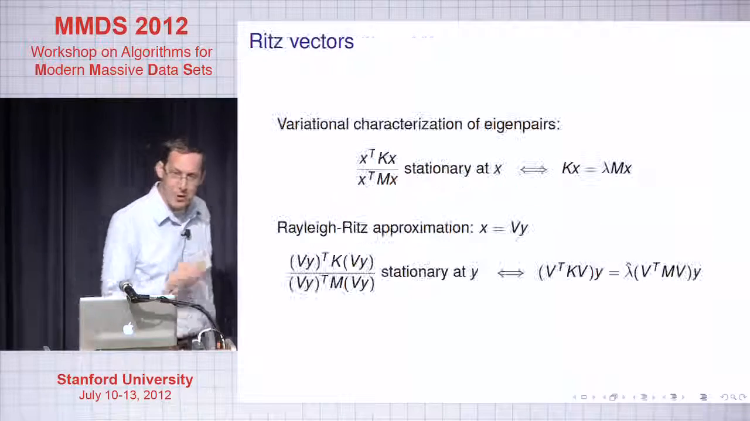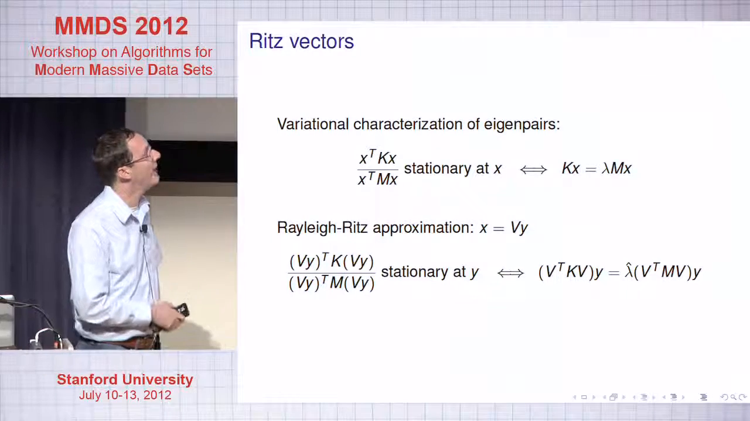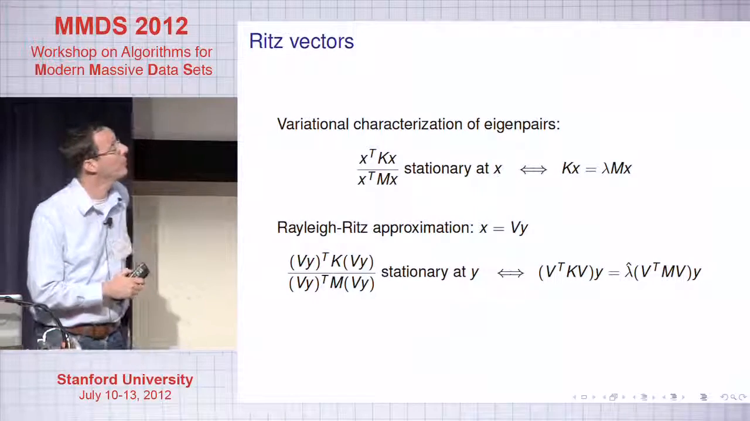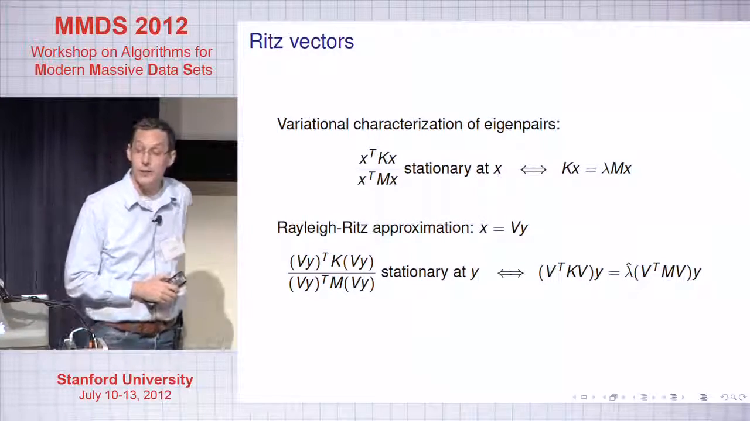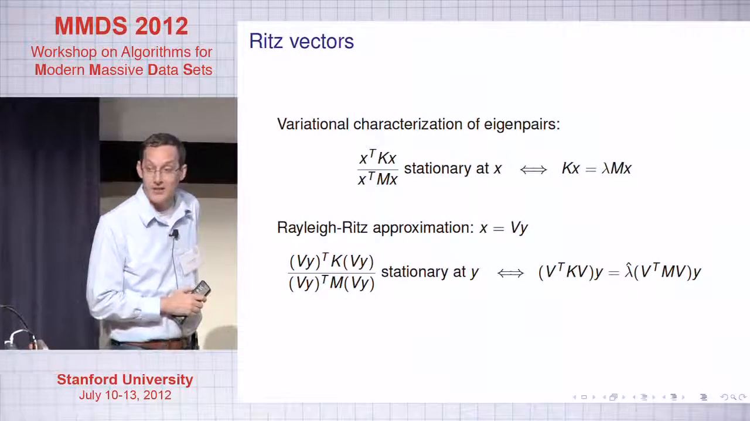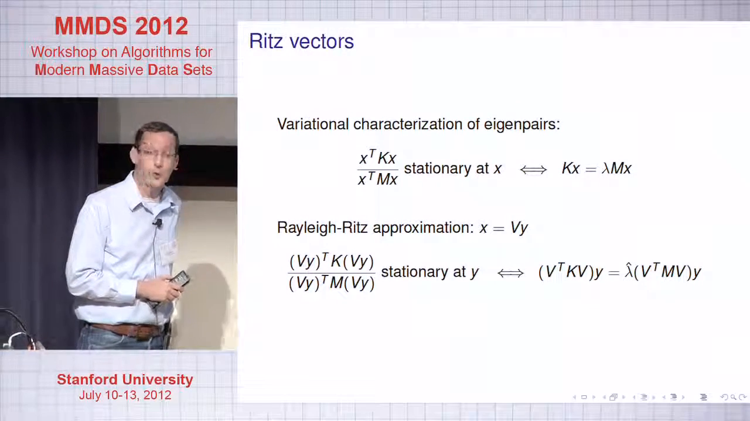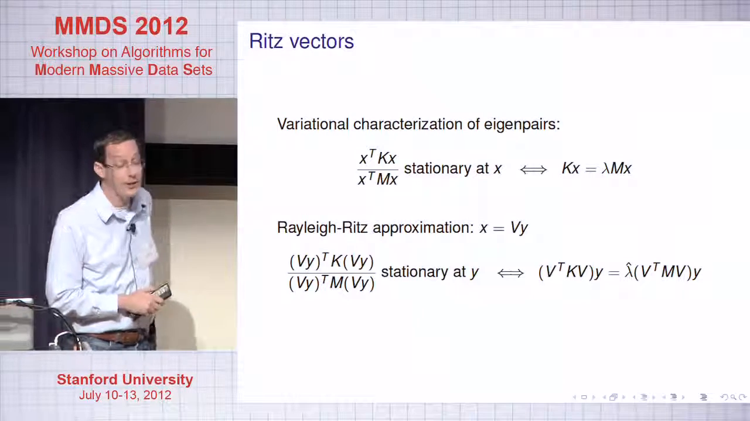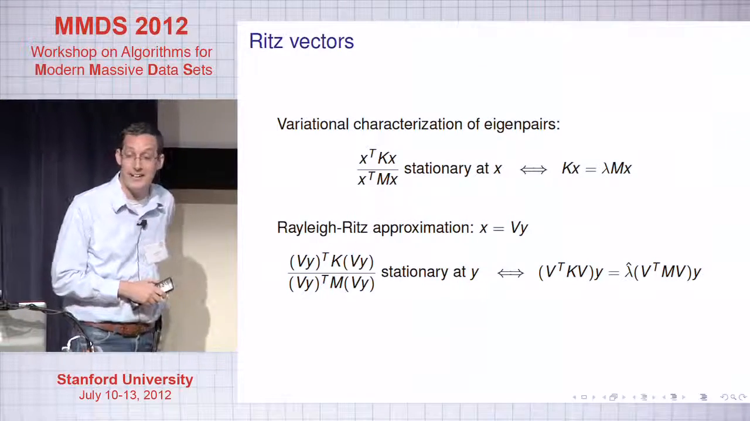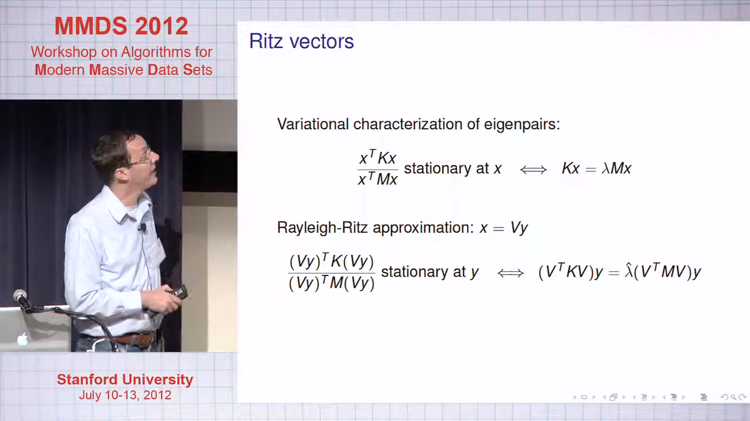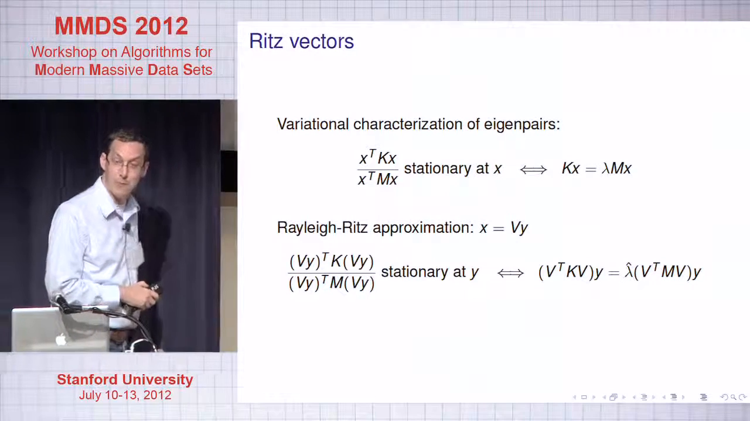So remember this variational characterization of eigenpairs. I can write down that an eigenvalue and eigenvector correspond to a stationary point and a stationary value for a Rayleigh quotient. Now suppose that I've got some subspace that I want to explore for approximate eigenvectors. The usual way to do this is the Rayleigh-Ritz method. I say V is a basis for my subspace, and I take some linear combination of the elements of that basis.